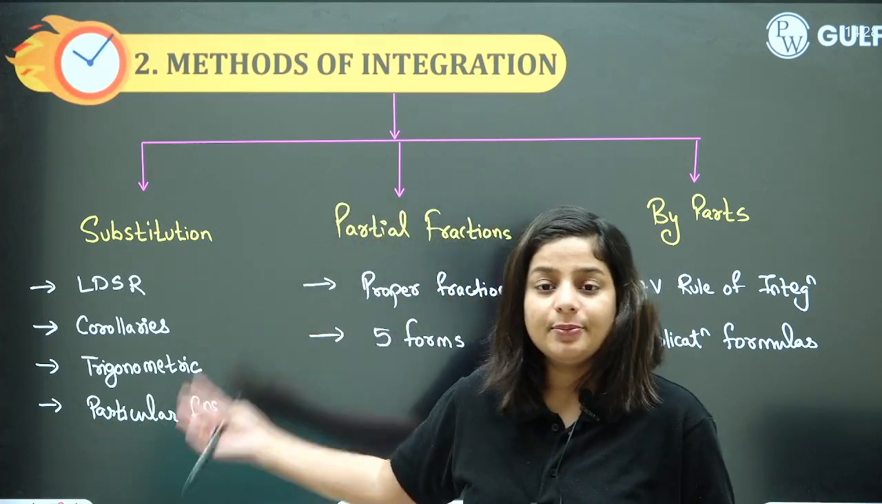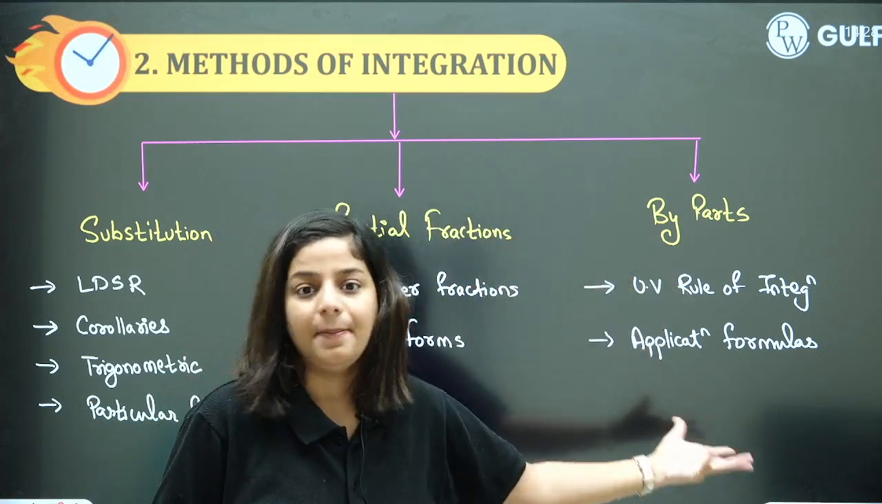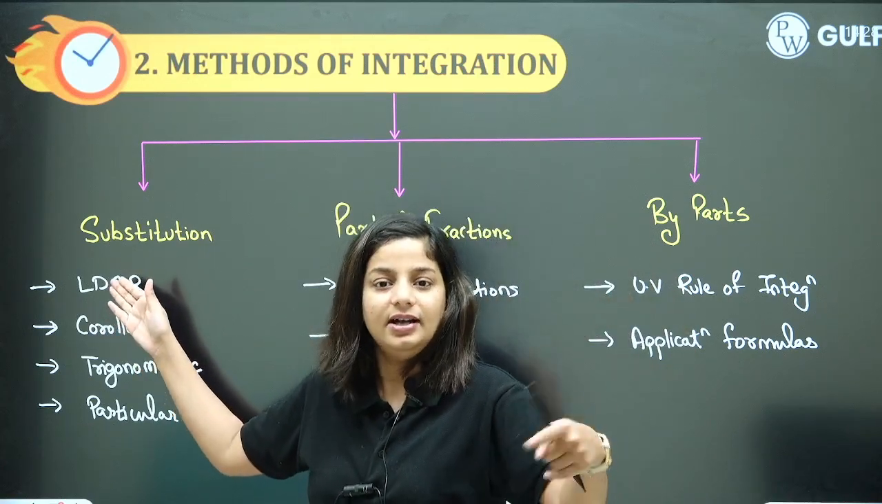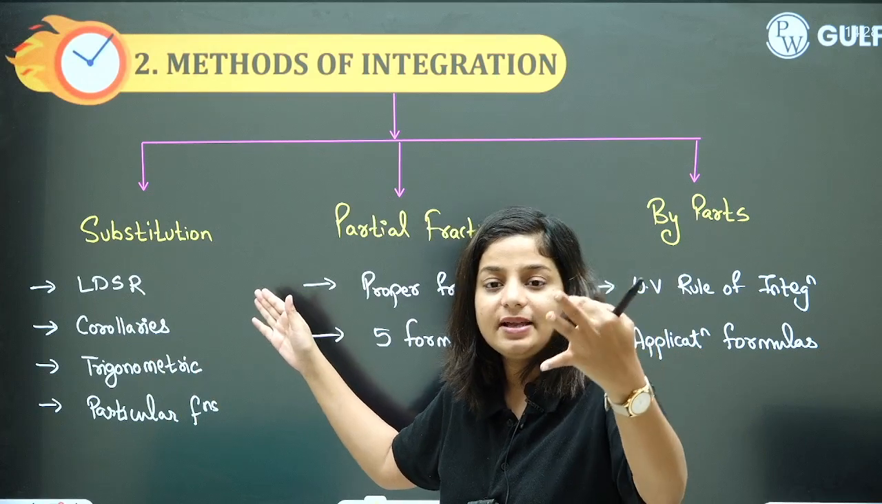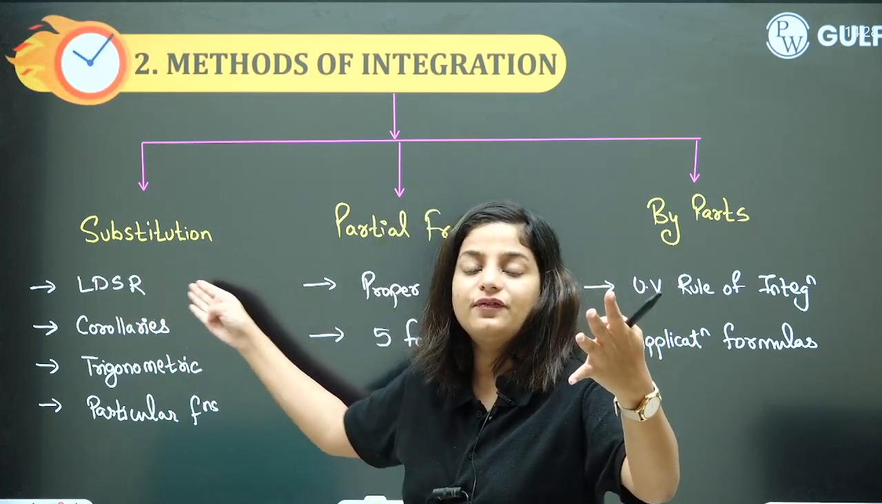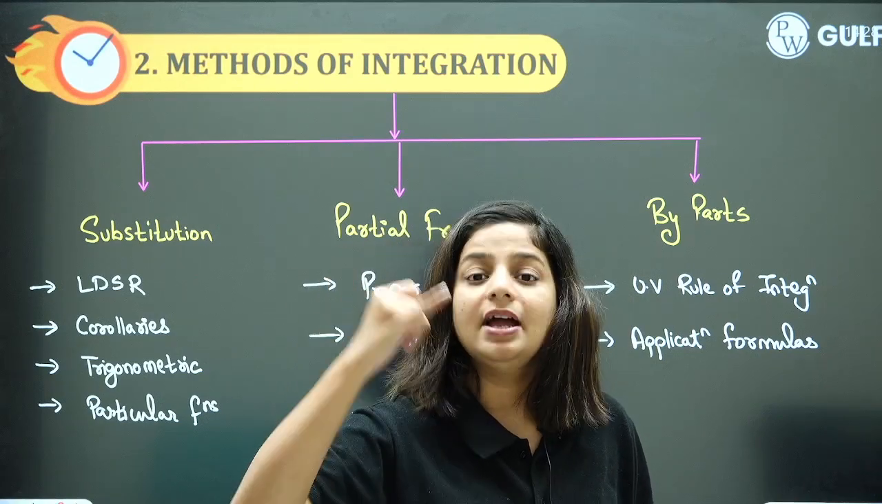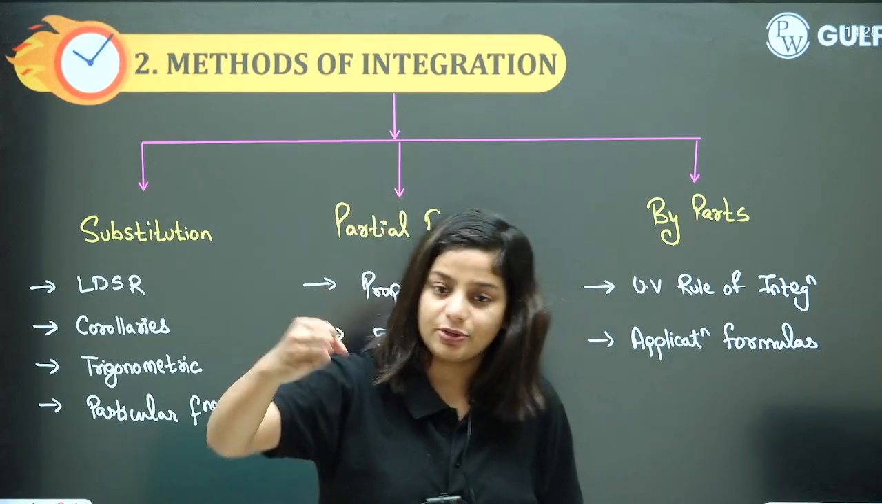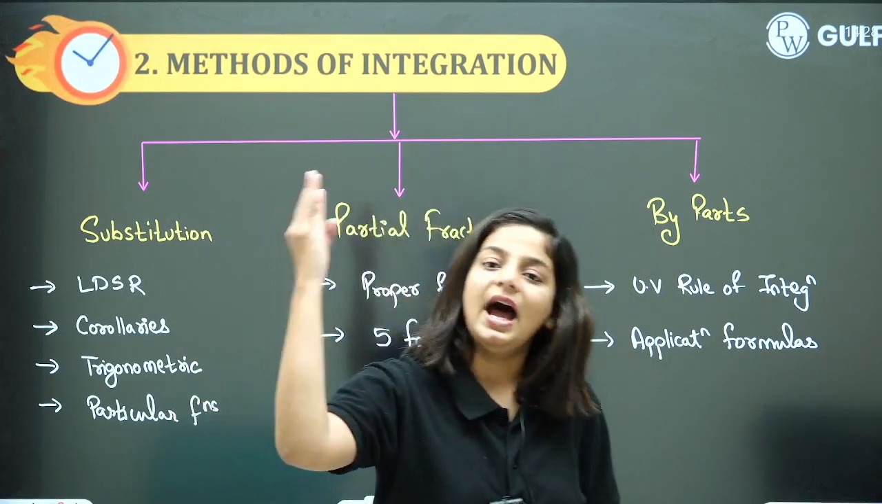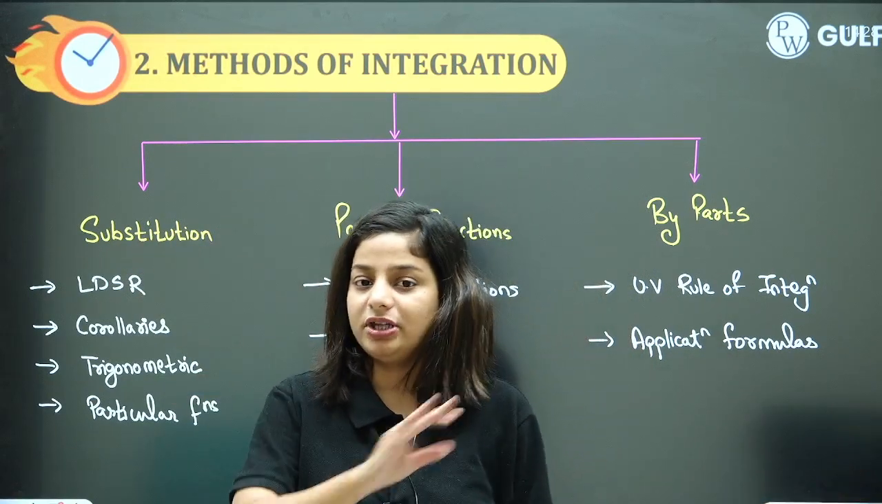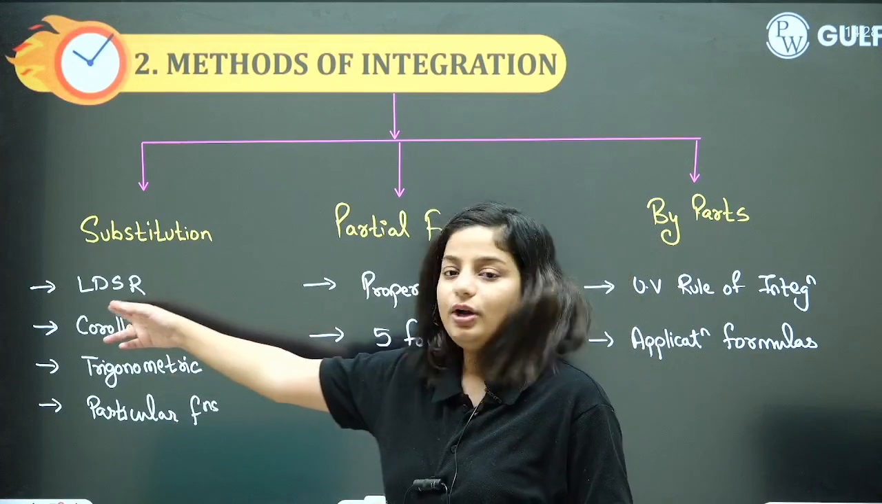Three methods: substitution, partial fraction, by parts. In substitution, you have LDSR, LDSR, LDSR, LDSR. Let, differentiate, substitute, resubstitute. These four steps will solve your questions. Let, you will substitute something, then you will differentiate it, then substitute it in the question integral, and in the end resubstitute. LDSR, LDSR, LDSR. Keep saying it 3 times. That's one way of substitution question.